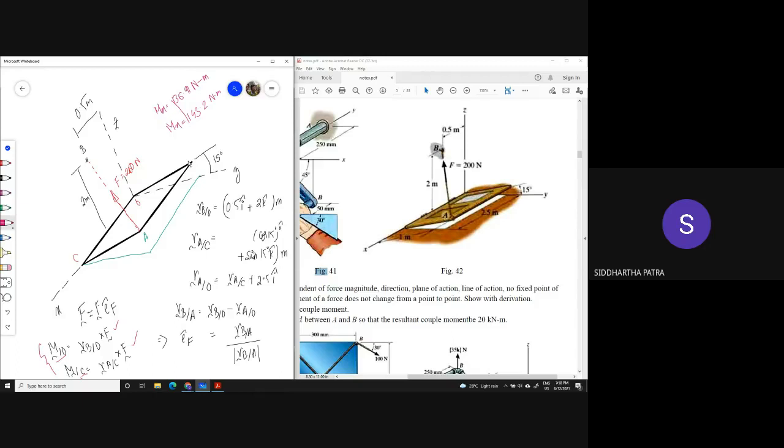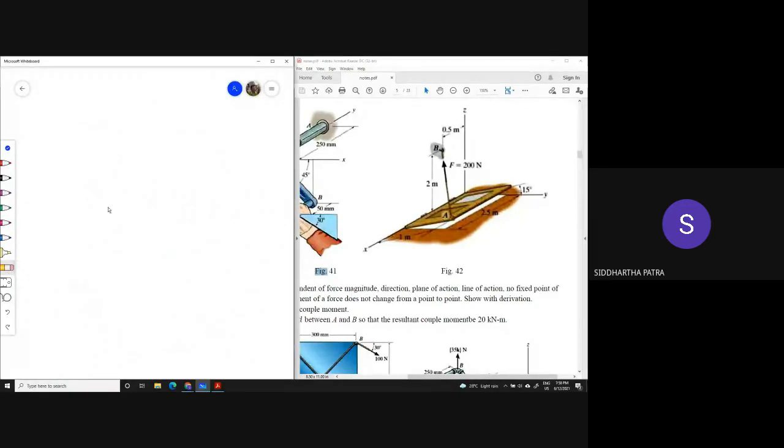Anyway, let's move on to the next topic. This is our first step into equivalent force systems. Actually, I'm not going to cover equivalent force systems today, but the first step is known as couple or couple moment, or moment due to a couple. Now, what is a couple?